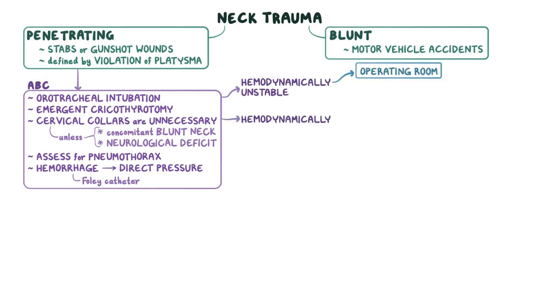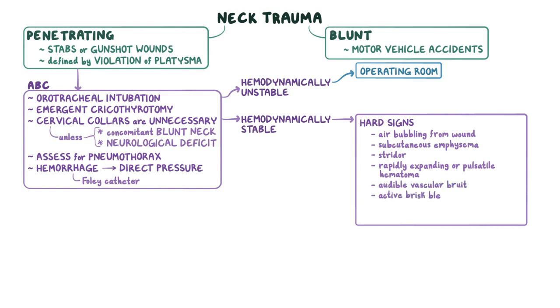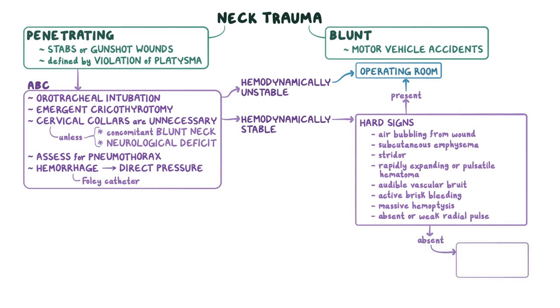If hemodynamically stable, assess for hard signs like air bubbling from the wound, subcutaneous emphysema, stridor, a rapidly expanding or pulsatile hematoma, an audible vascular bruit, active brisk bleeding, massive hemoptysis, and an absent or weak radial pulse. If any of these are present, the individual should be taken to the operating room. If absent, look for the presence of soft signs, such as dysphagia or hoarseness. The subsequent management depends on the zone of the neck involved.